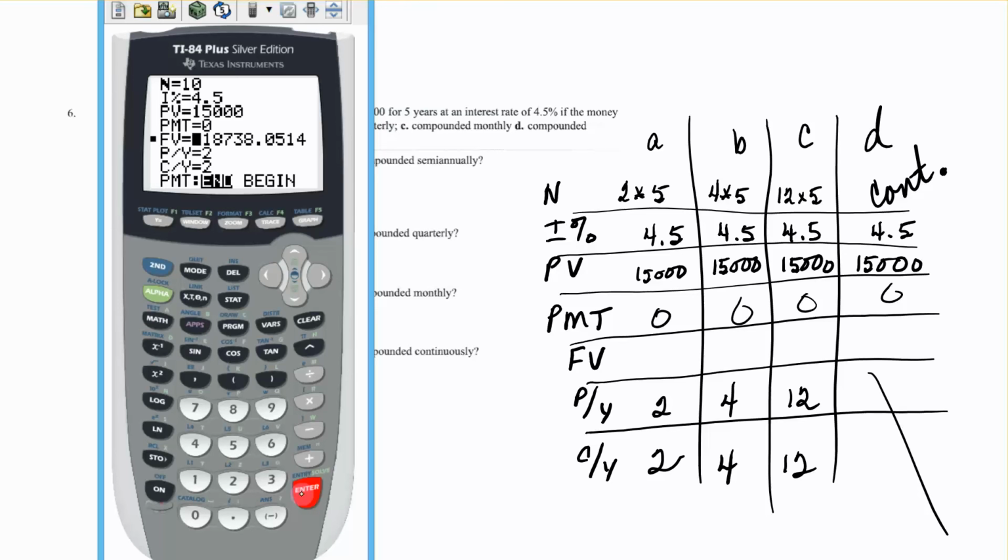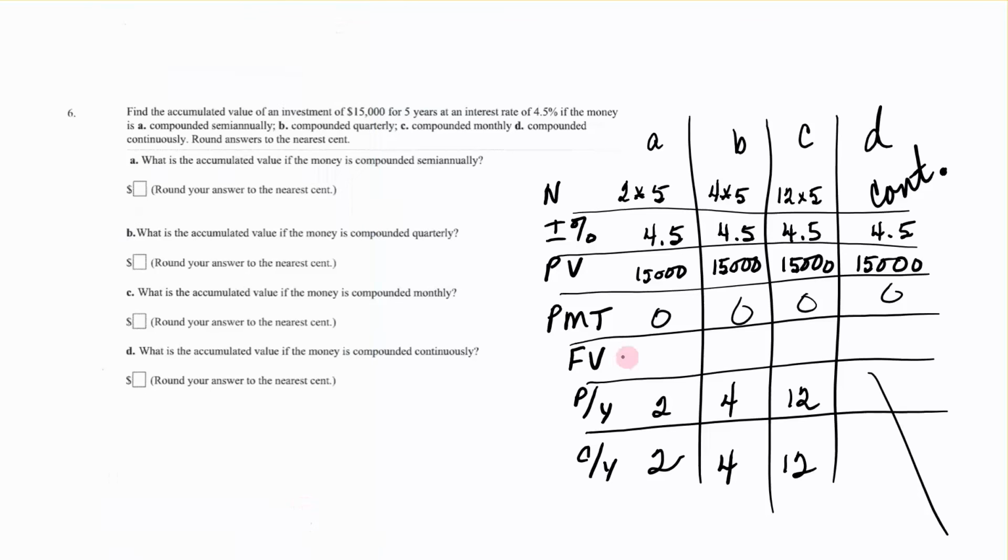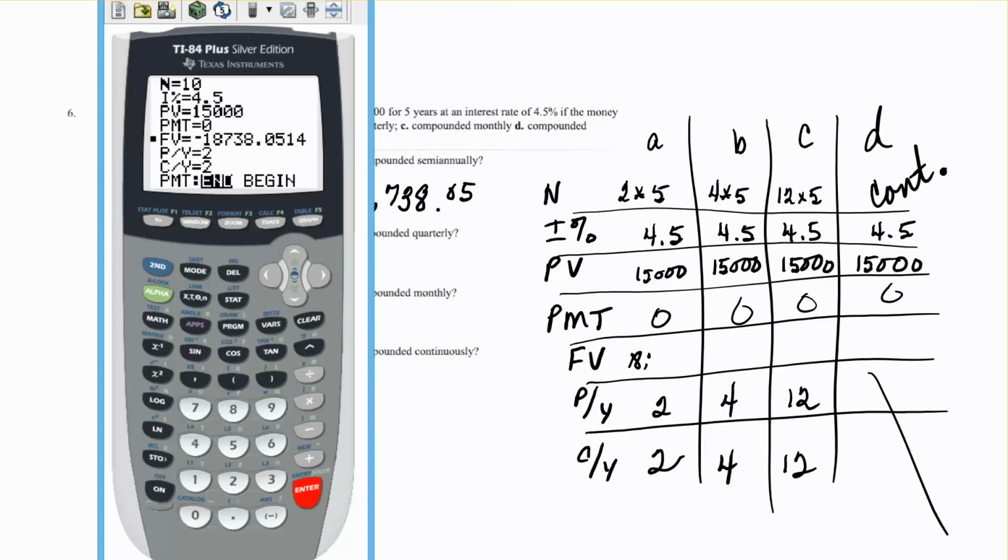And in this scenario, I will have 18,000. I'm not going to have enough room, so I will just write it over here. For the first one, I'll have $18,738.05. I know it's off the screen, but I know what it was.